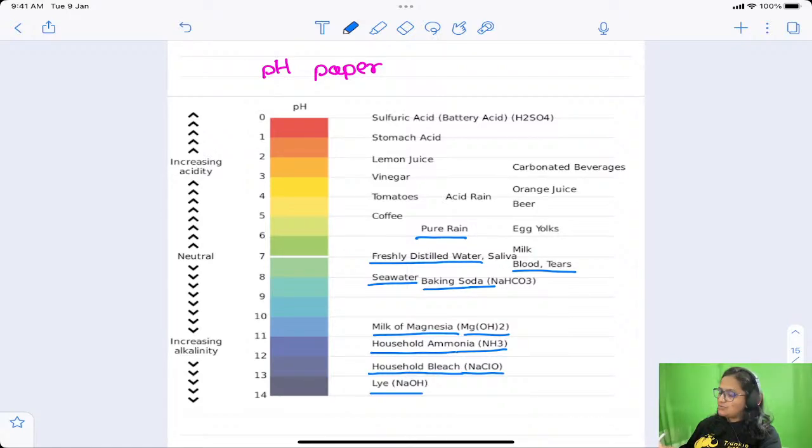Then orange juice, beer, acid rain, tomatoes, vinegar, lemon juice, carbonated beer, these are all acidic in nature. Their pH are less than 7. Stomach acid, the juice which is present inside your stomach, which is used for digestion of the substances, is having very low pH between 1 to 2. And then sulfuric acid or the H2SO4 is having pH very less. So by using this we can find out the pH of the different substances, right?